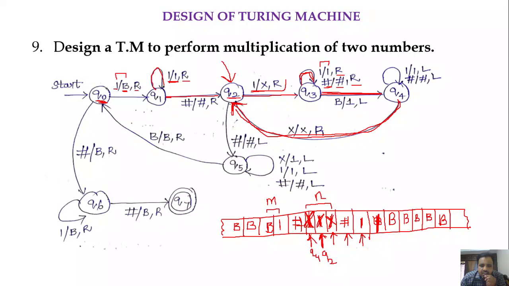Convert that one into x and move the head towards right so that that one will be copied into the blank position. So we have copied, let me consider, this one. And then move the head towards left again. Keep on moving left until we get an x.